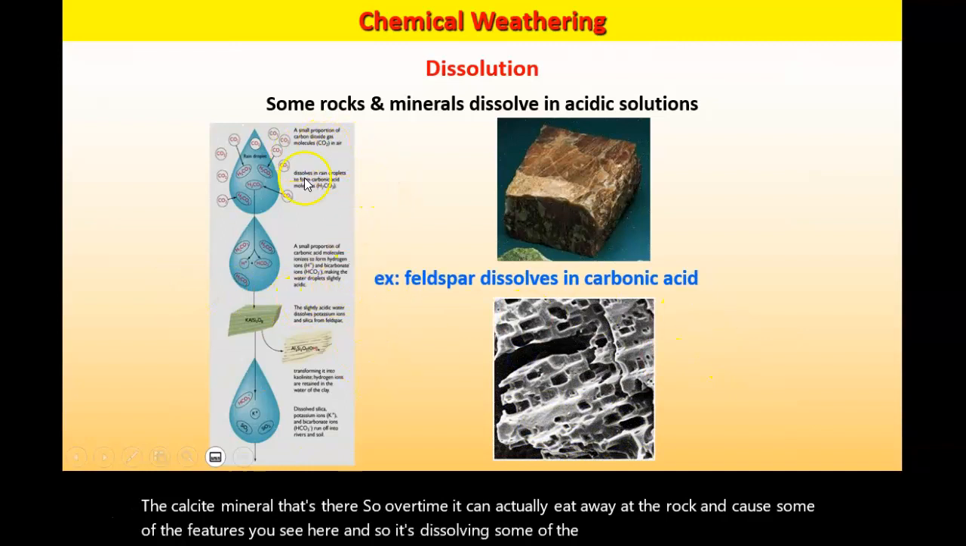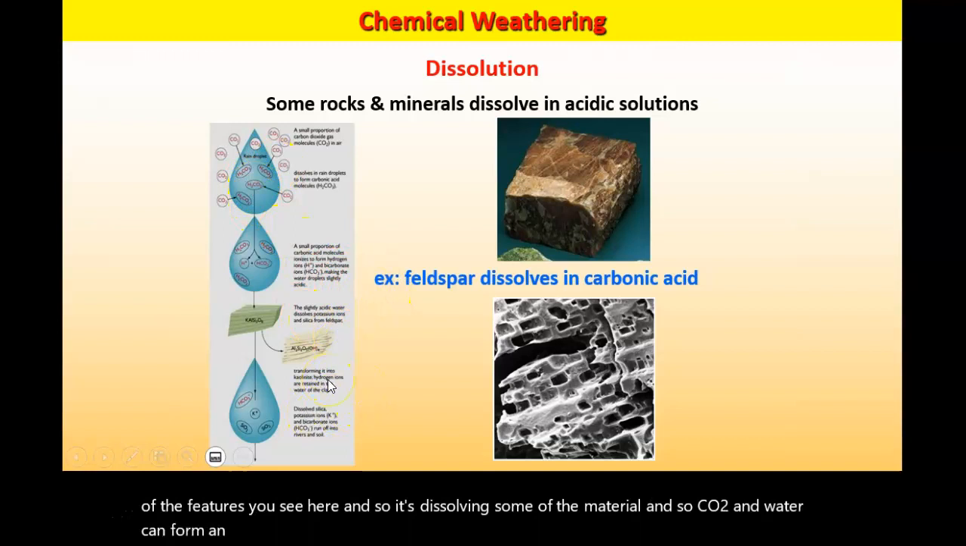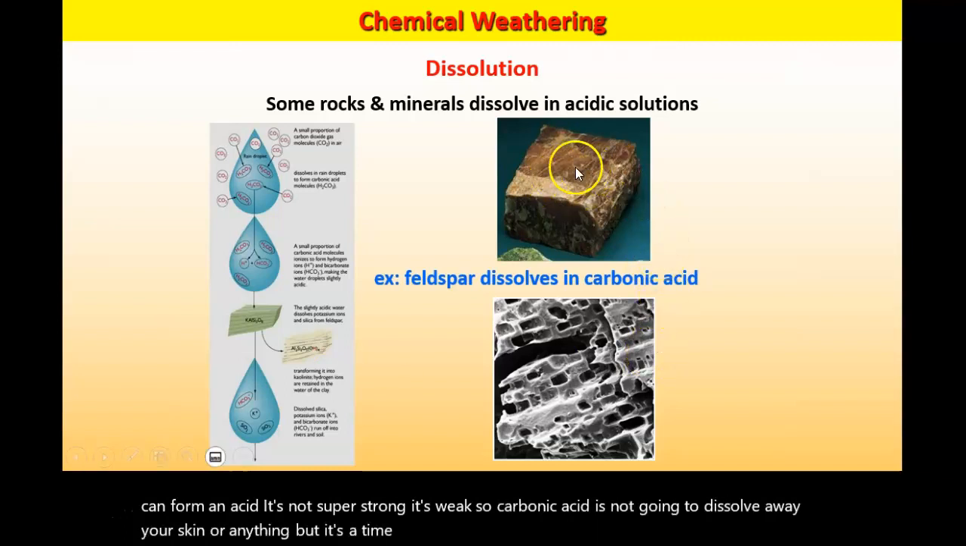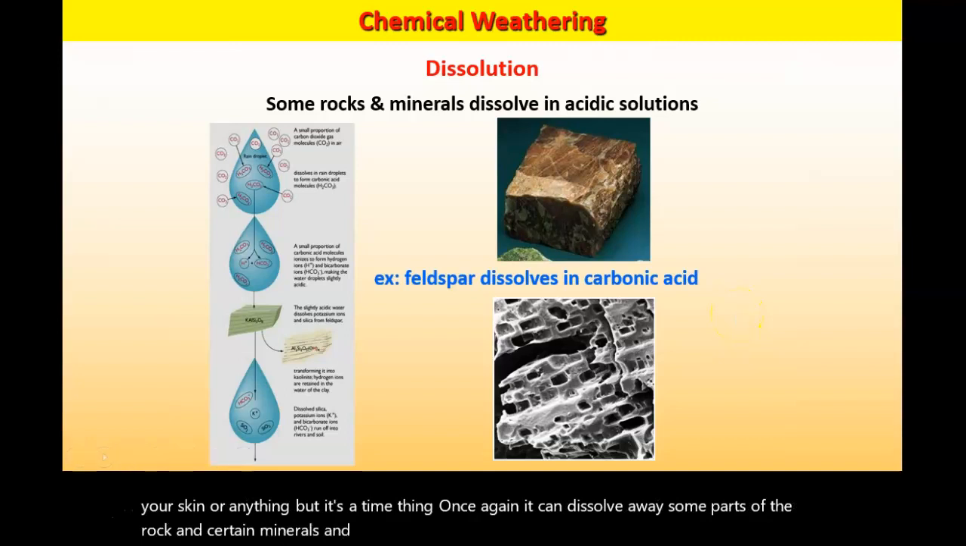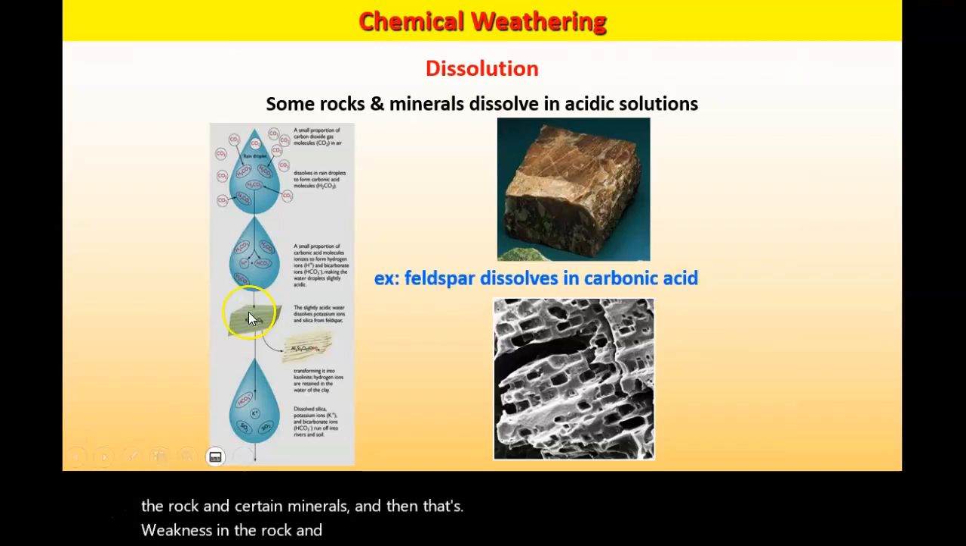So it's dissolving some of the material. CO2 and water can form an acid. It's not super strong, it's weak. And so carbonic acid is not going to dissolve away your skin or anything. But it's a time thing. Once again, it can dissolve away some parts of the rock and certain minerals. And then that's a weakness in the rock, and then it can crack and break and get bigger.